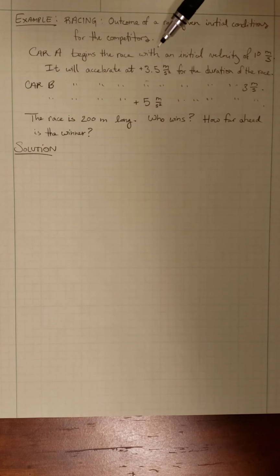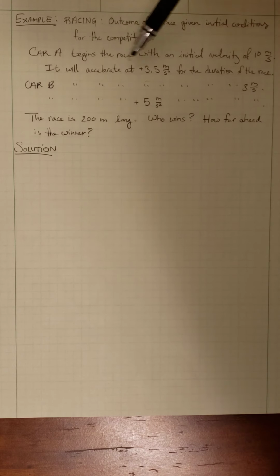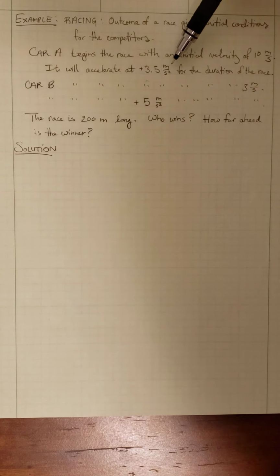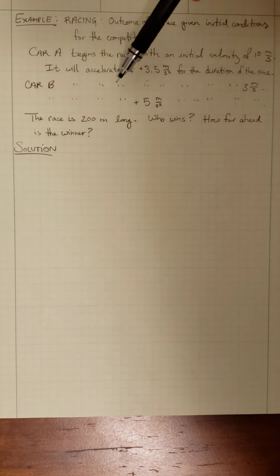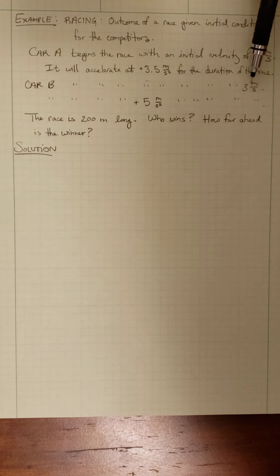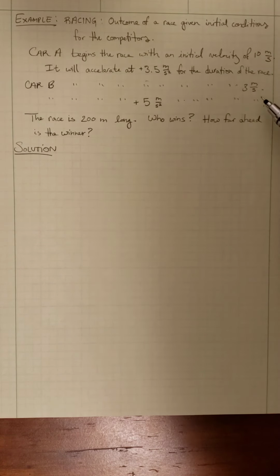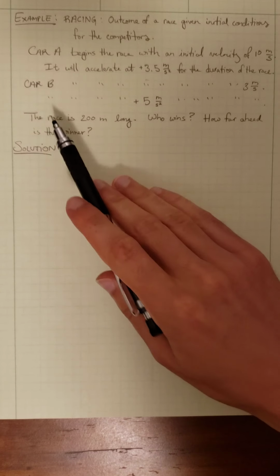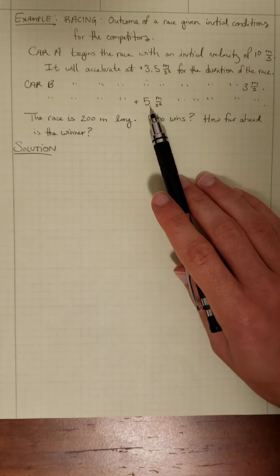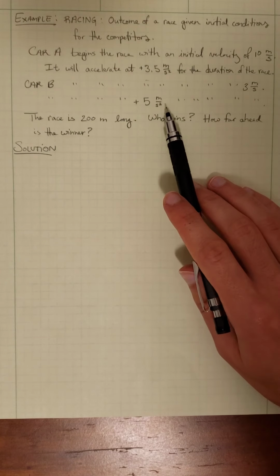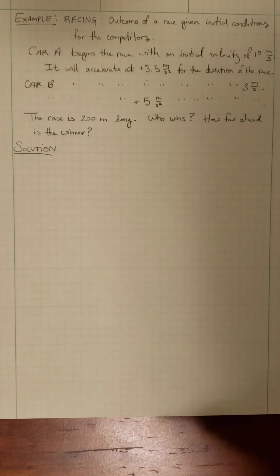Car A begins the race with an initial velocity of 10 meters per second. It will accelerate at plus 3.5 meters per second squared for the duration of the race. Car B begins the race with an initial velocity of 3 meters per second, much slower. It crosses the starting line much slower, but again at the exact same time as car A. However, car B will accelerate at a significantly higher rate, plus 5 meters per second squared, for the duration of the race.